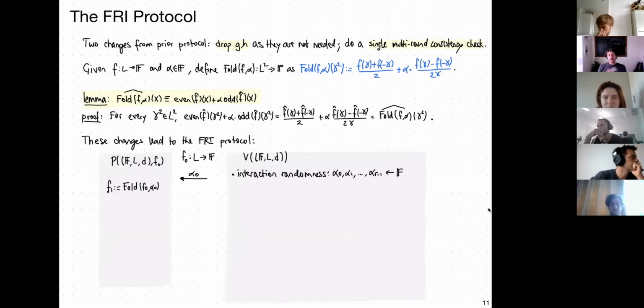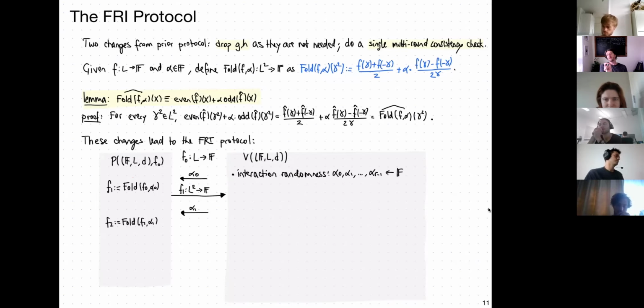In turn, the prover says, okay, send me alpha 0. I will take the function f, I will fold it, thinking in my head about this g and h, and then bundle them together, g plus alpha 0 times h, and send this f1 back. Then the verifier chooses another random element and sends it to the prover. The prover takes the function f1 and folds that function, so it folds the folded function and sends it back. And as you can imagine, this will repeat on and on.